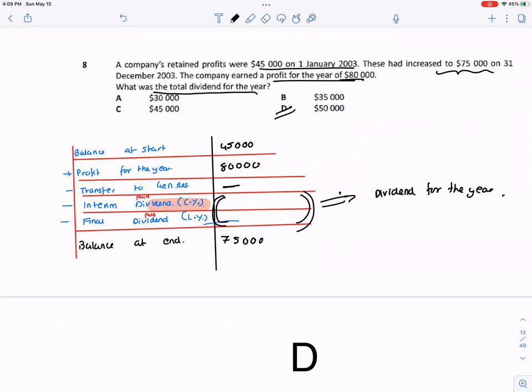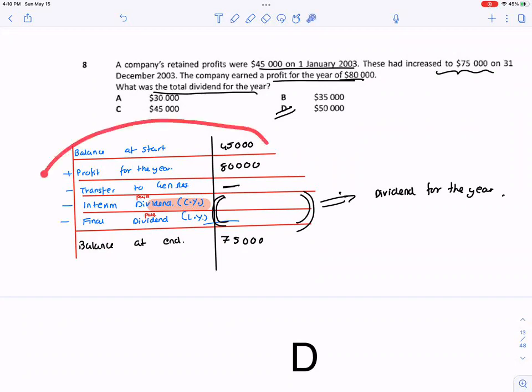50,000. So basically, for limited companies, you only have to know the retained earnings format, shareholders funds, and the difference between issued and authorized capital. Nothing more than that they will ask.